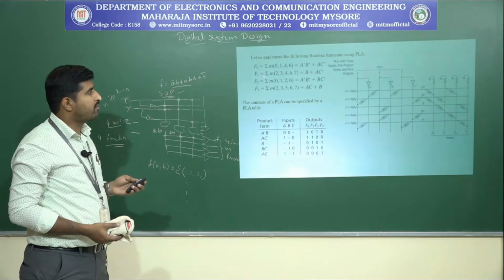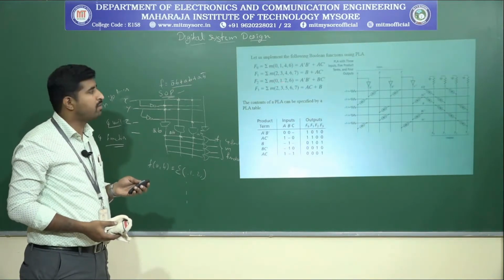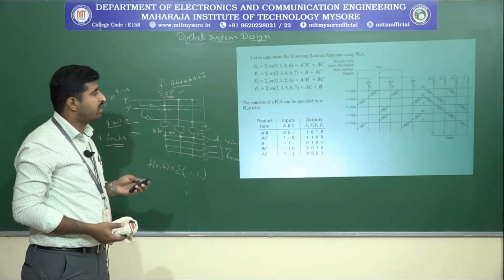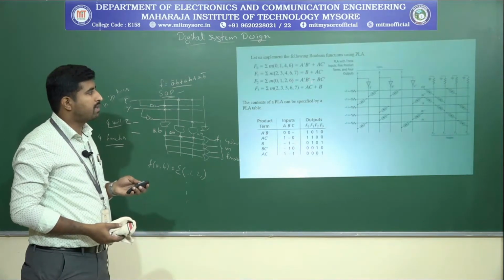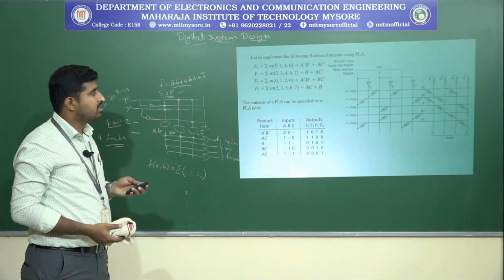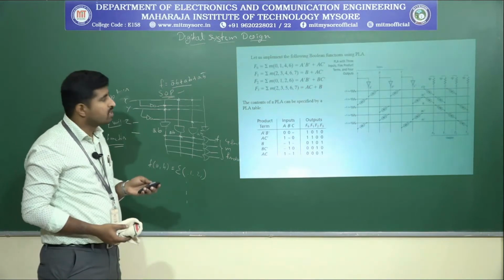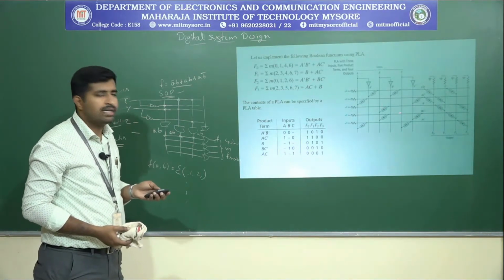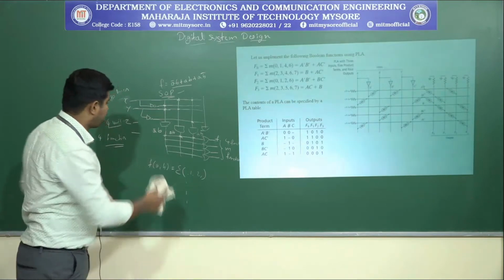Again, this is f1, another function, and the simplified form is B plus A C bar. And f2 is A bar B bar plus B C bar, and f3 is A C plus B. Here the connection has been represented in a different way. Anyway, we will go to write here.